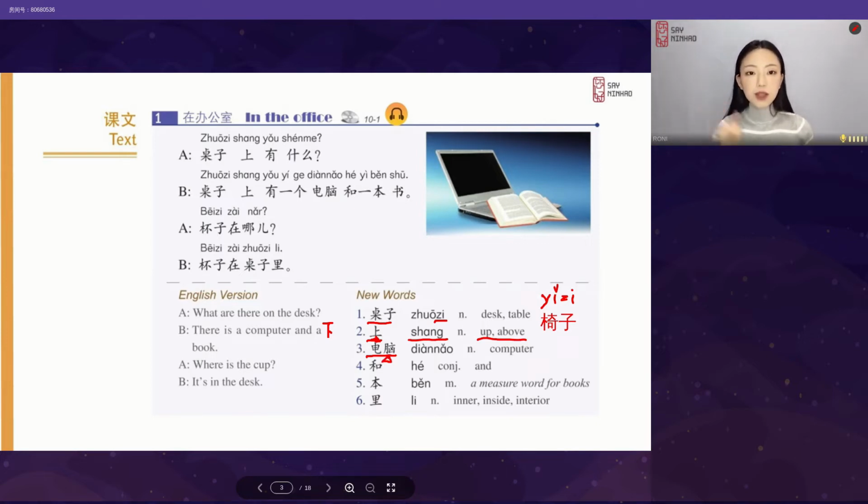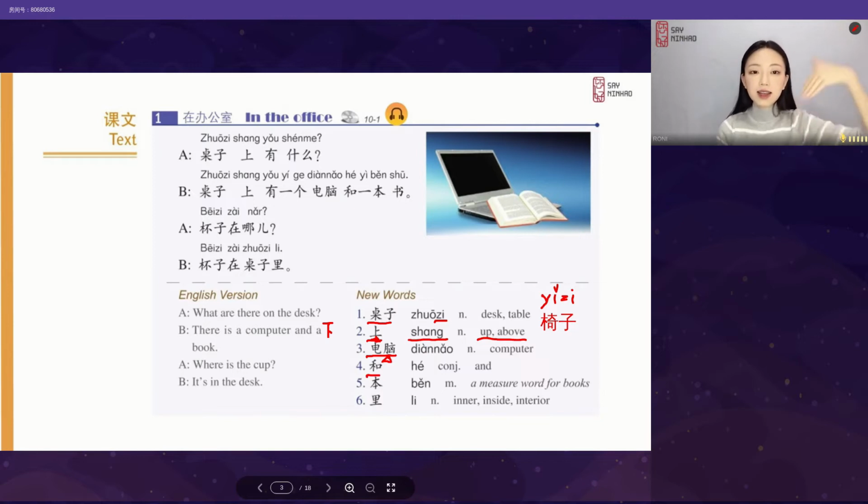And how to say one computer? We've learned how to express this kind of structure. It is the number plus a measure word and plus the noun we want to describe. So one computer is 一个电脑. When we are not familiar with this word and we don't know which measure word we are going to use, then we can use 个, the general measure word, okay? So 一个电脑 means one computer.